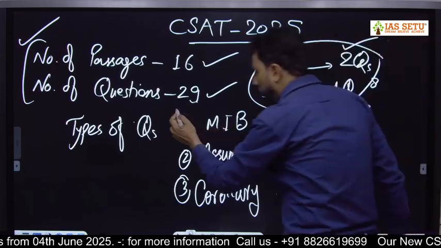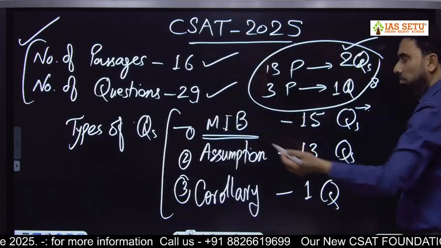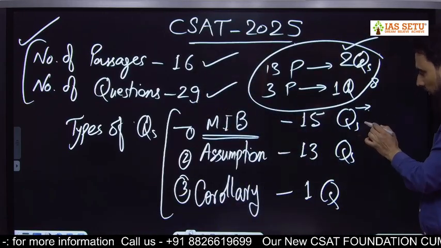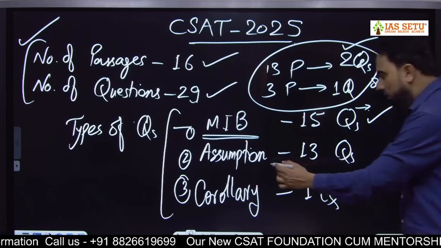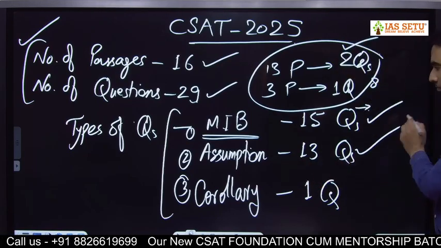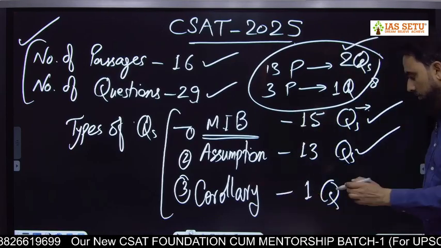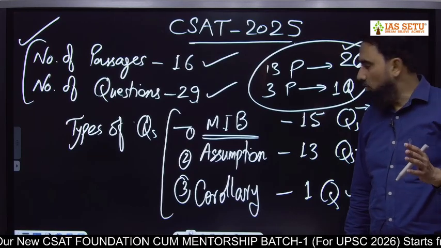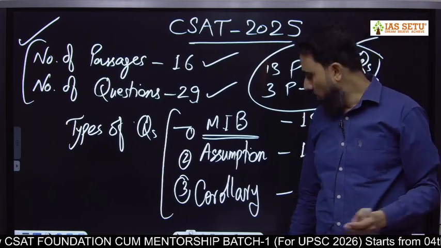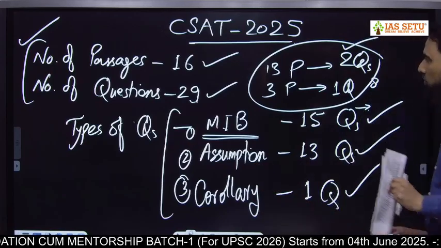Now types of questions. Main idea based questions where the crux or message was asked. That was in total 15 questions of main idea. Assumption, the number was 13 questions of assumption, so a very high number. And corollary, just 1 question of corollary was asked here. So this year they did not ask any question of inference as such, though corollary belongs to the family of inference only, but this was the major difference.